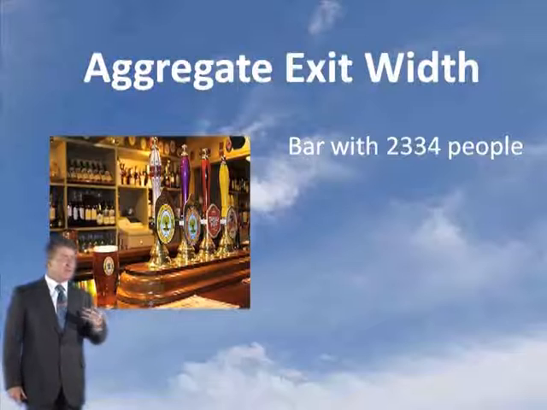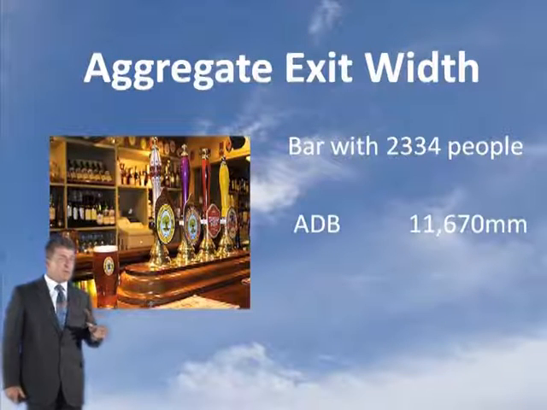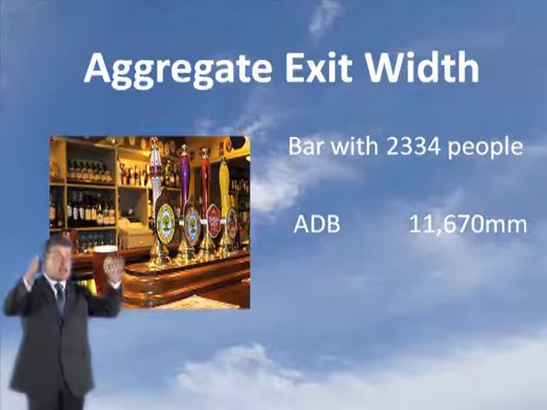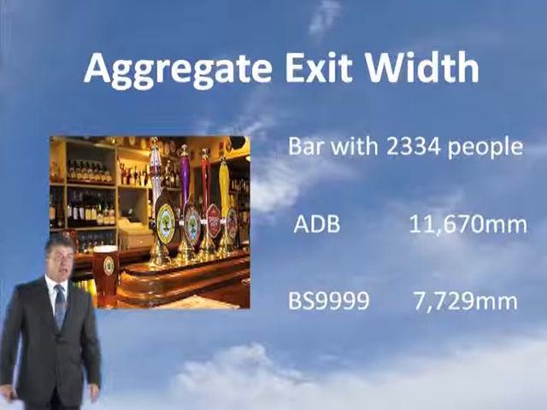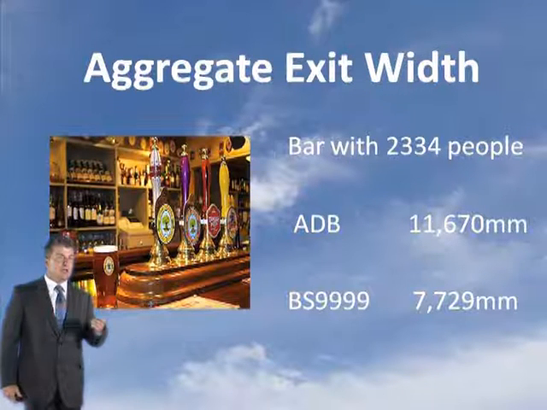All architects. Now, what about aggregate exit widths available then? When you're designing your building, you've got to work out what available aggregate exit width you've got, having different occupancies. Now, if you've got a bar with 2,334 people, a large bar, Approved Document B will require 11,670 mil available aggregate exit width in that bar. So you need about 11.5 metres of available aggregate exit width after you've taken out the biggest. BS 9999 in a bar, taking into account other measures, you can get it to 7729. In other words, the same bar, you can have 77 metres of aggregate exit width that will get out those people. That's what this code demonstrates.